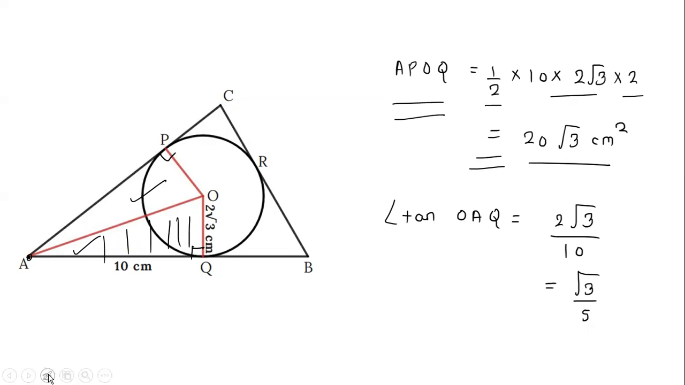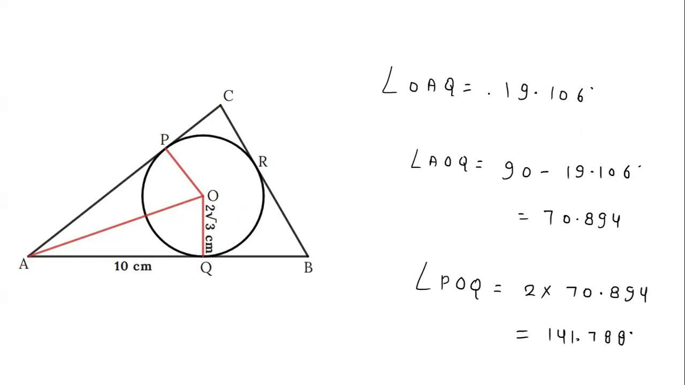Now you also see this triangle. This triangle is a right angle triangle. From the center of the circle, if you draw a perpendicular to the tangent, it will touch this point Q, and this angle will be 90 degree. So this is a right angle triangle. So we can write tan of angle OAQ, which is this angle, is equal to the perpendicular divided by the base, which is 2 root 3 divided by 10, which is root 3 by 5, and you can find its value from the calculator. It will come like 19.106 degree.